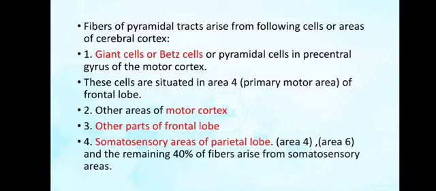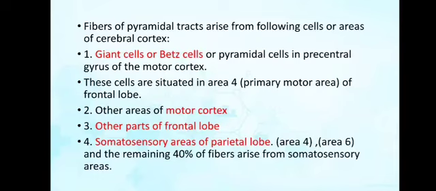Other areas of motor cortex are area number 6, which is a Brodmann's area. It is called the premotor area, and supplementary motor areas. The third region is other parts of the frontal lobe. And the fourth region is somatosensory areas of the parietal lobe.